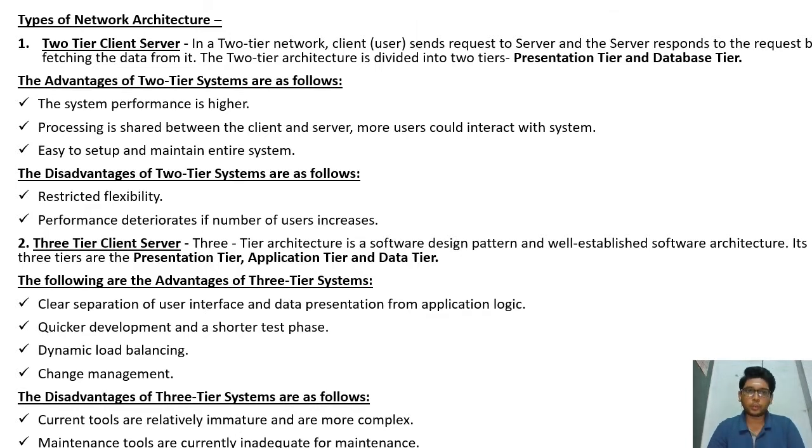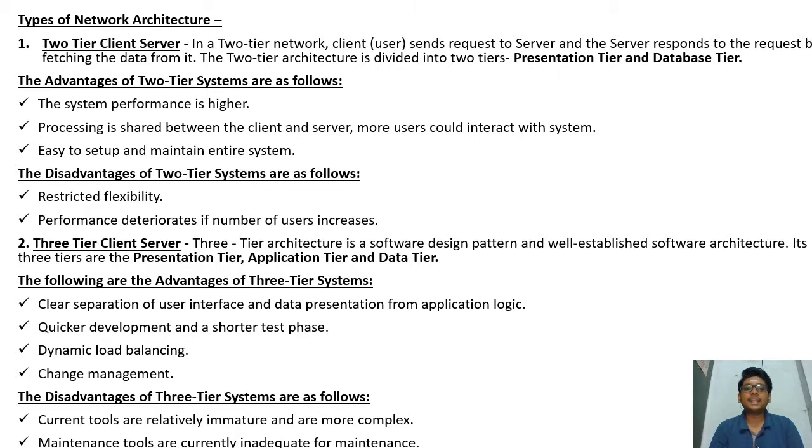The disadvantage of a 2-tier system. Next. First one, restricted flexibility. Second, performance deteriorates if number of users increase. இப்போ 10 பேர் யூஸ் பண்றதுல 100 பேர் யூஸ் பண்றதுக்கும் டிஃபரன்ஸ் இருக்கும். Suppose if 100 people use it, the performance deteriorates.